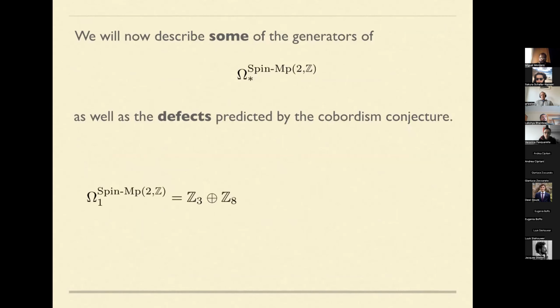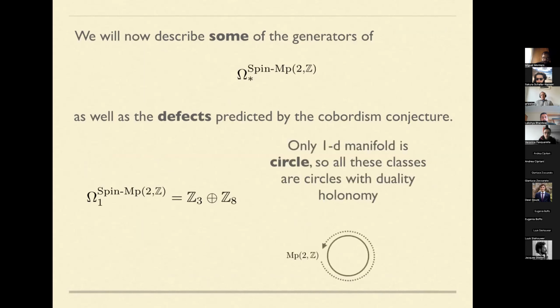Okay, let's start with omega 1. Omega 1 is the space of one-dimensional manifolds with a spin MP2Z bundle. Sounds complicated until you think that, as far as one-dimensional manifolds go, you essentially just have the circle, and the only bundle that you can put on a circle you just specify by a group element, which is the holonomy you pick as you go around the circle.